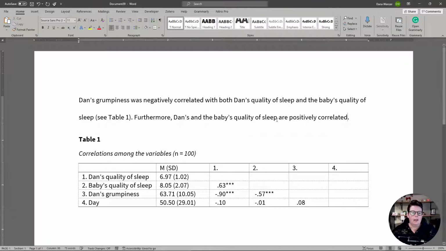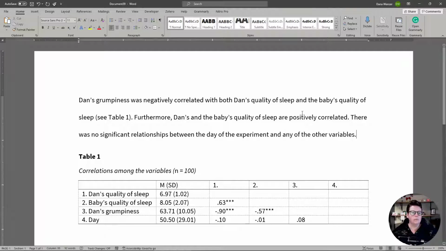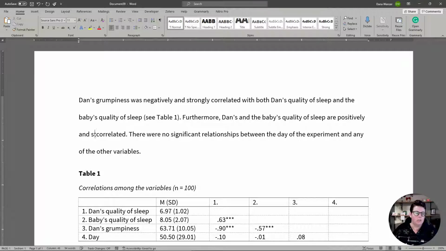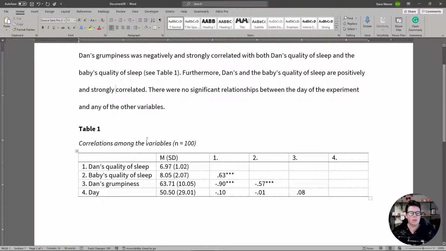And then we could write there were no significant relationships between the day of the experiment and any of the other variables. Good. So I can just refer people to Table 1 instead of writing it all up. So that's another way we could go about it. And we could add more strength: was negatively and strongly correlated, it's positively and strongly correlated. These are pretty strong correlations. Good. So that's our APA write-up.